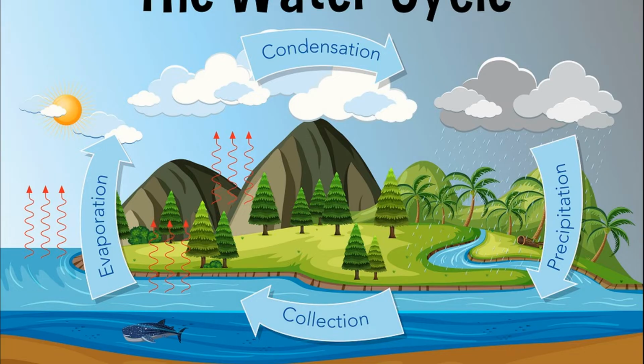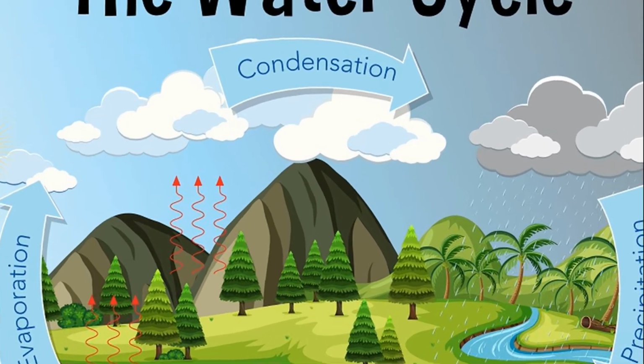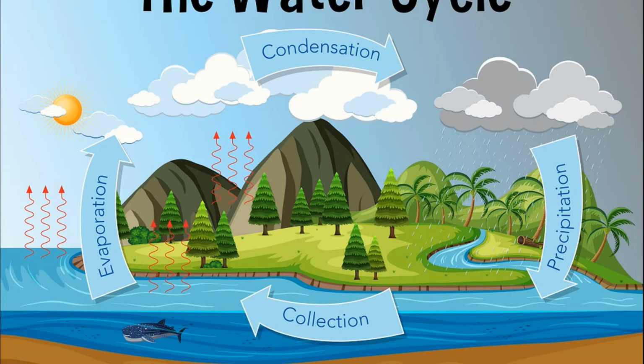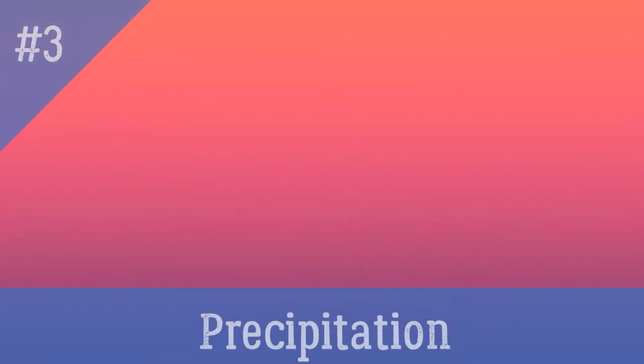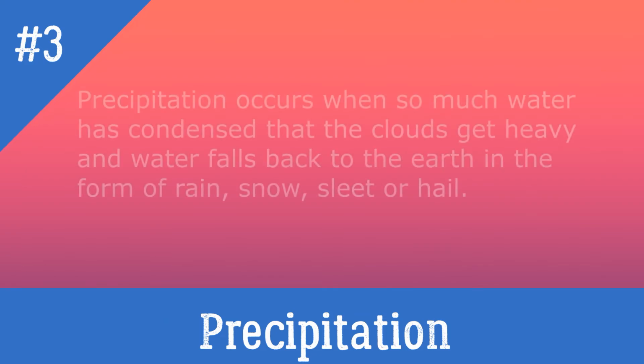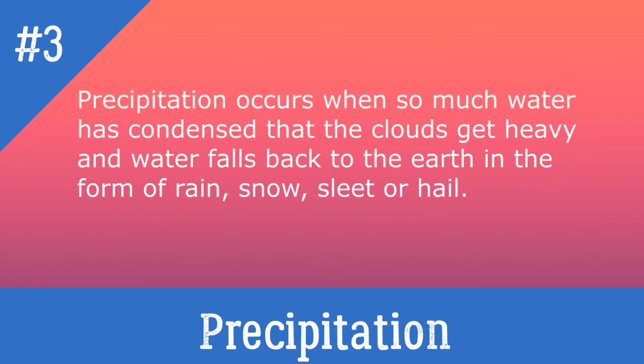So in the same diagram also, we can see the water in the cloud, that is the liquid forming the cloud. Let's go to stage 3, precipitation. It occurs when so much water has condensed that the clouds get heavy and water falls back to the earth in the form of rain, hail, sleet, or snow.